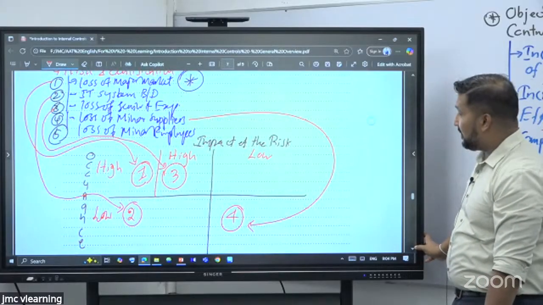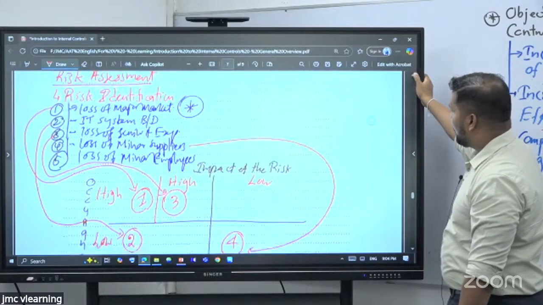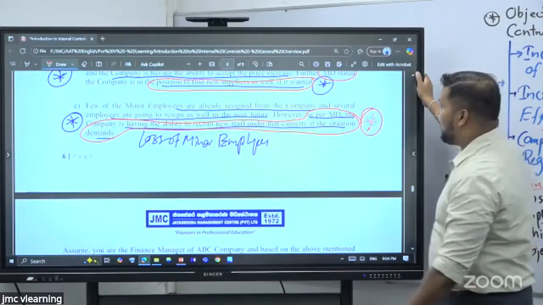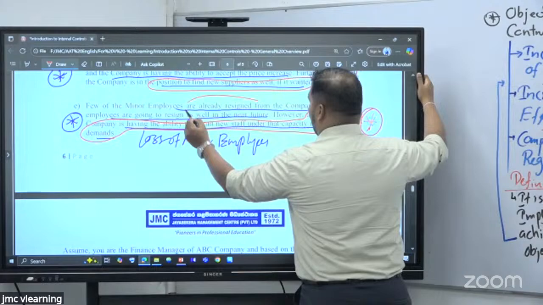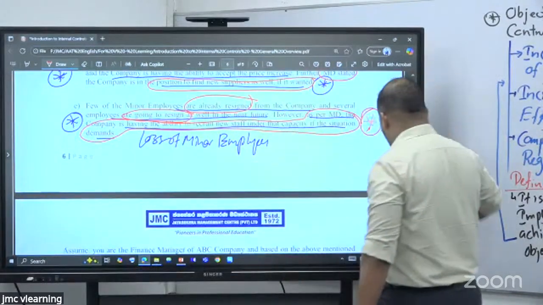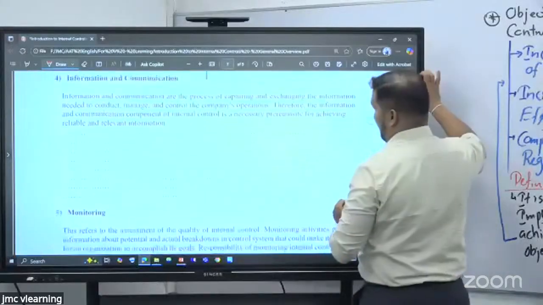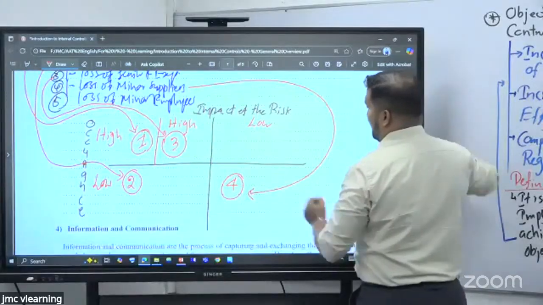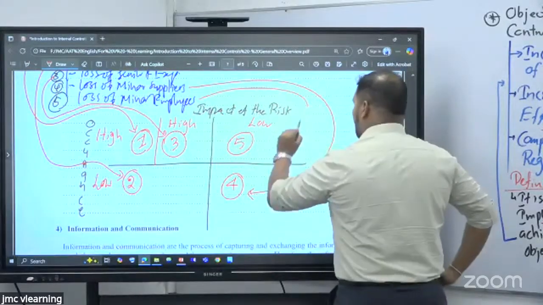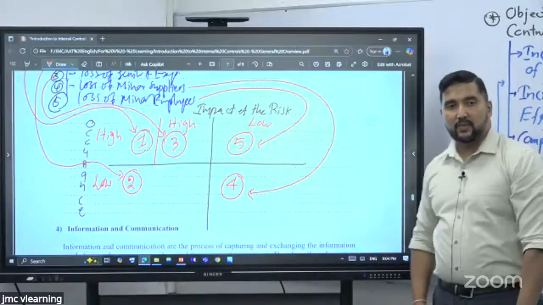Occurrence? What do you think? Occurrence high. Why are you saying it's high? Several people already resigned and a few are in the pipeline as well. So therefore, occurrence is high. So I will put number 5 here. Got it?